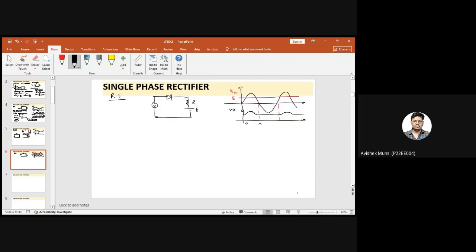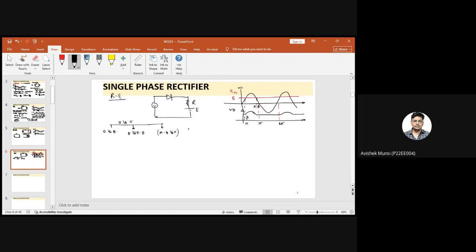So this is 0 to pi to 2 pi. If we consider it in this way, we have 0 to pi as the total half cycle, and 0 to theta. Let us consider this as theta. Then this will be pi minus theta. So the next interval will be theta to pi minus theta, and the last interval will be pi minus theta to pi. So this is the conduction period.